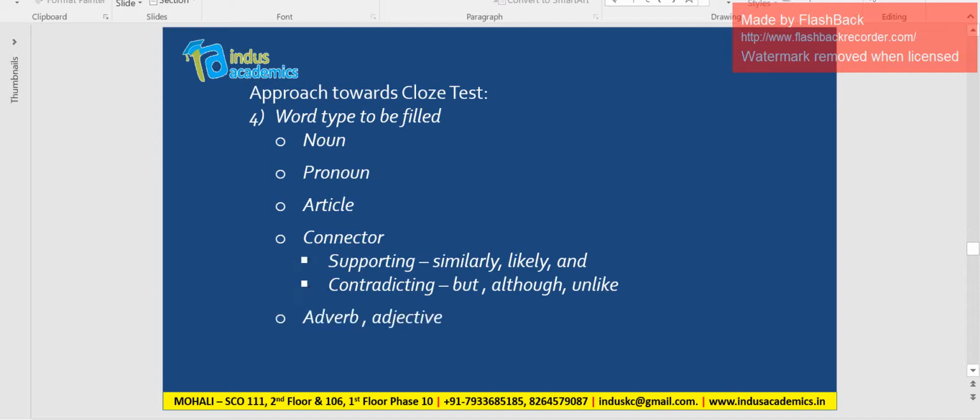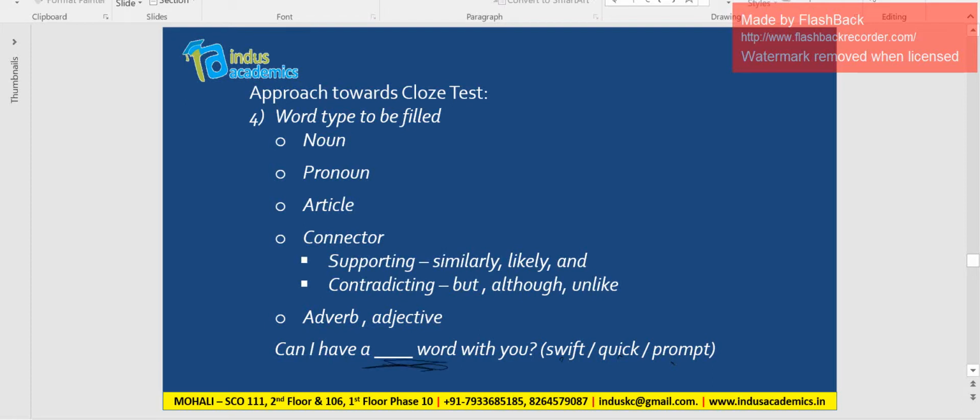In case of adjectives or adverbs, it sometimes becomes difficult to determine the correct choice in case all the options have similar meanings. For example, can I have a blank word with you? And the three options given here are swift, quick, and prompt. Now, in such cases, choose the option which is more frequently used with the word adjacent to the blank space.